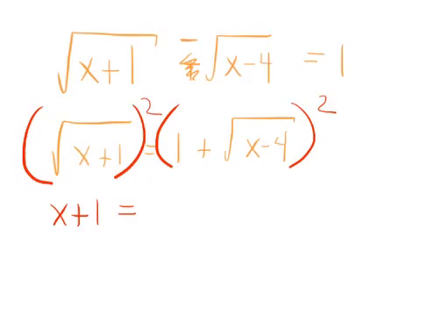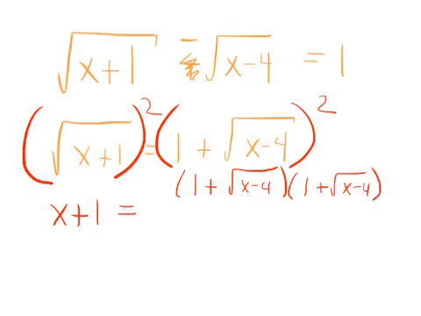Okay, that's just the x plus 1, because those cancel. But the right-hand side, you need to FOIL. So we have 1 plus root x minus 4, 1 plus root x minus 4. You don't have to write this out, but sometimes it helps remind people they have to do it. Okay? So, first term will give you 1 times 1, which is 1.